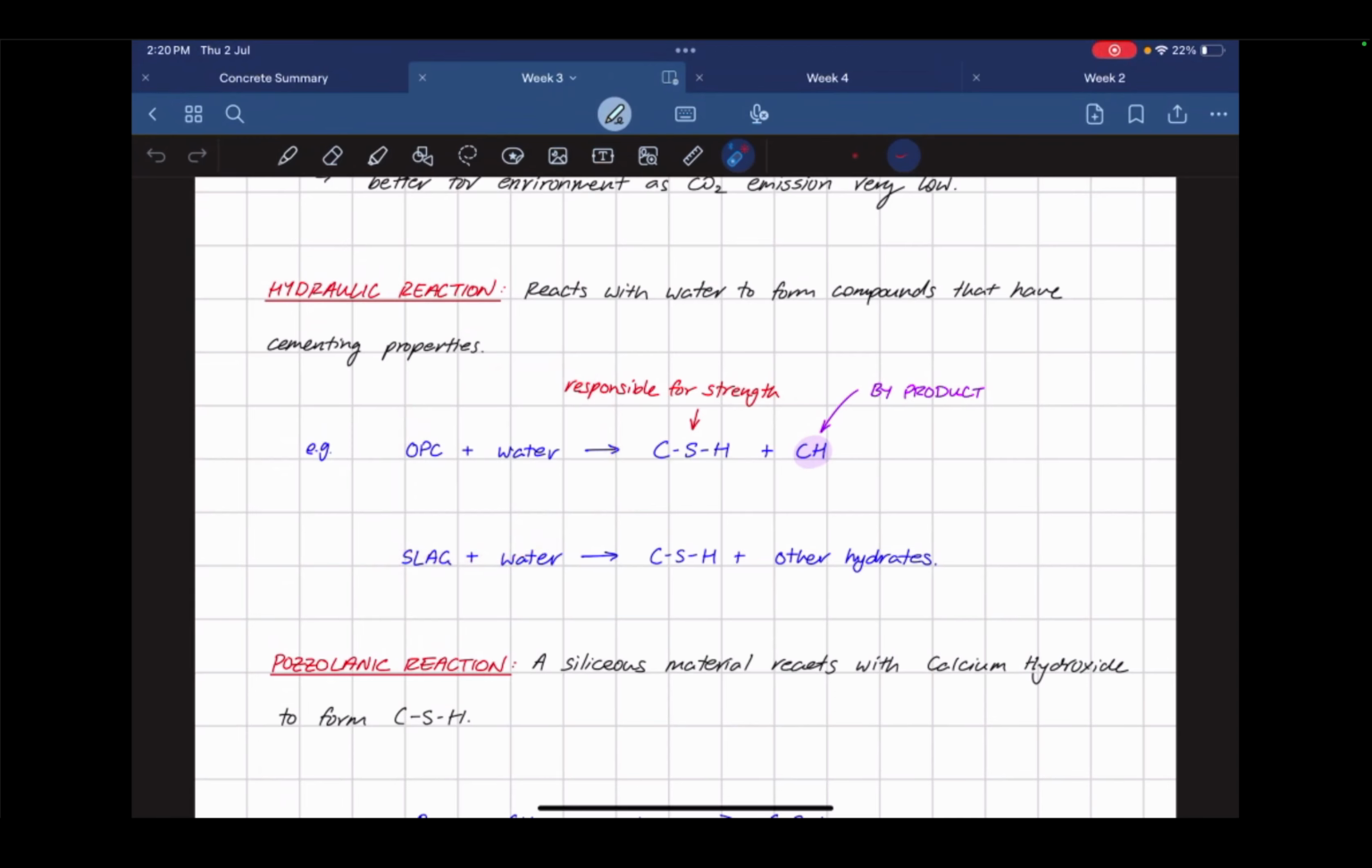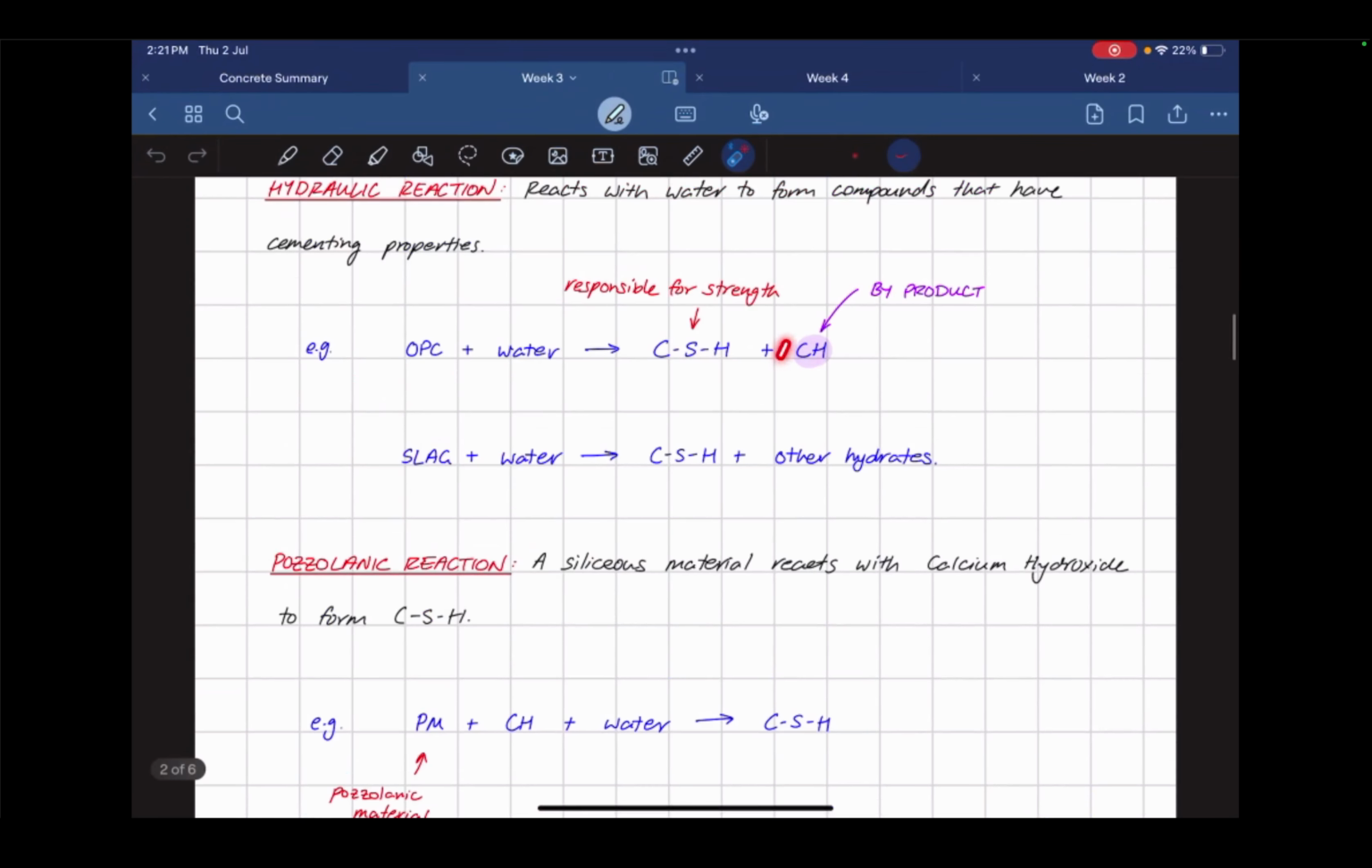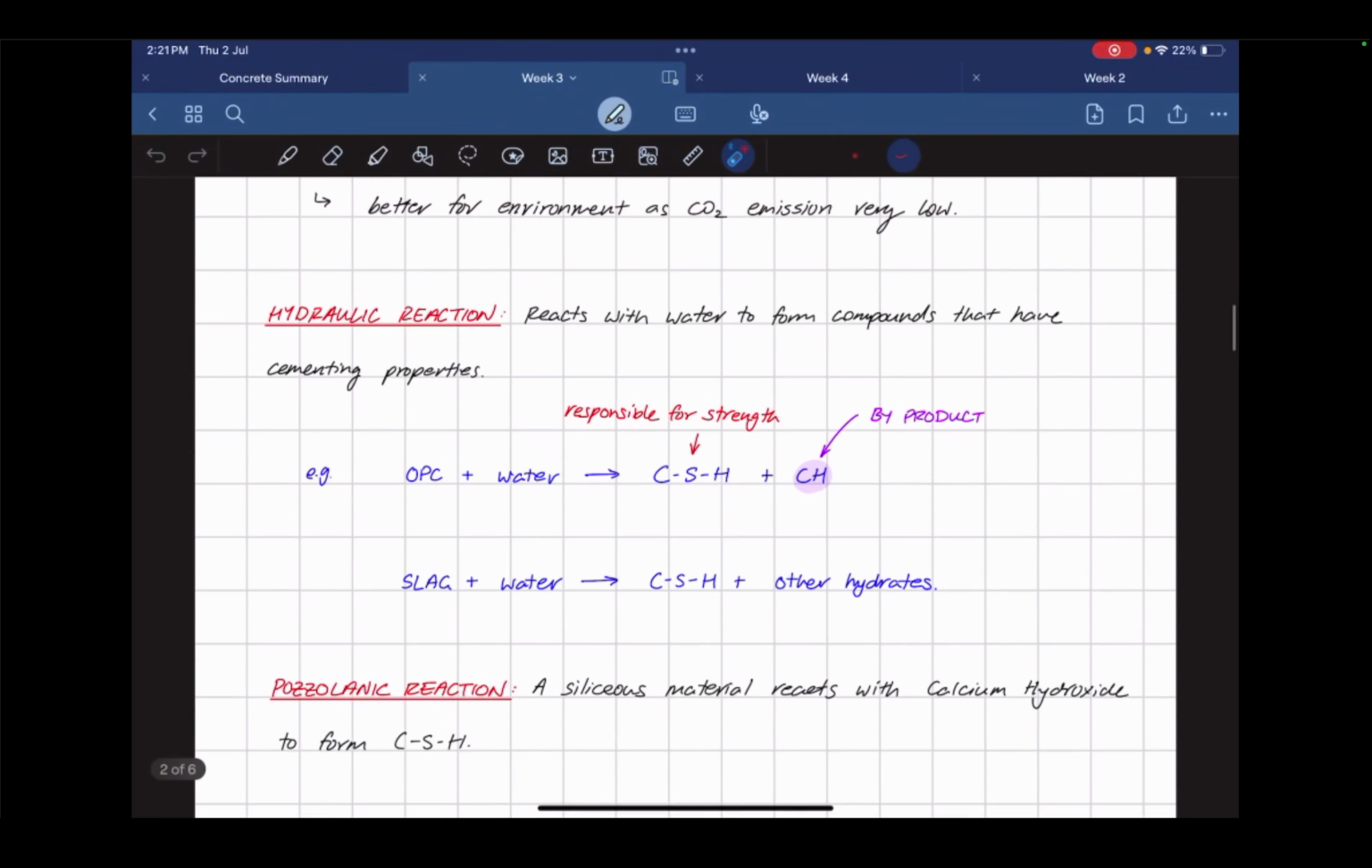You've got OPC, which is ordinary Portland cement, plus water, which gives CSH plus CH. CH I'll cover later in the pozzolanic reaction. It is a byproduct, a pozzolanic byproduct, which I'll explain in a bit. Then another example is slag plus water, which gives CSH plus other hydrates. CSH, if you don't already know, is the main product responsible for strength.